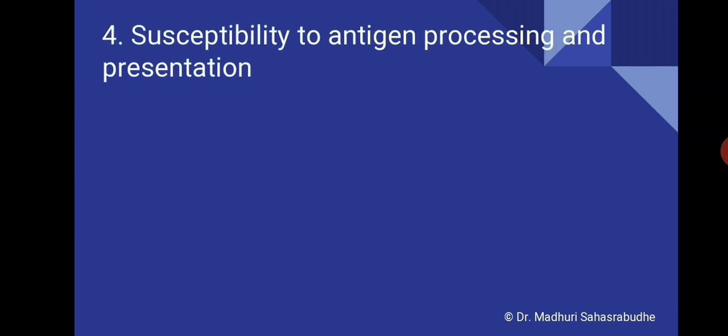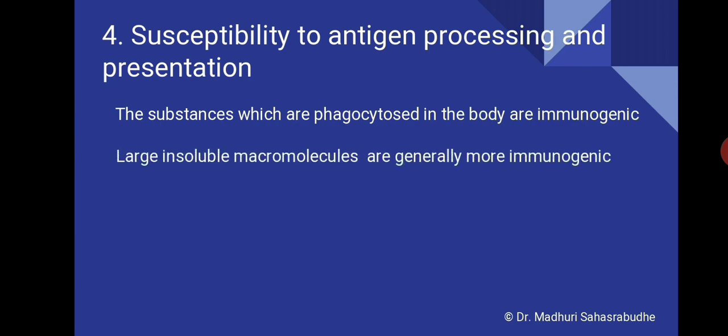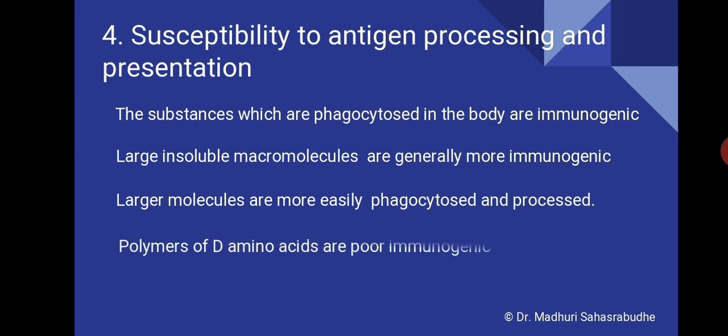Fourth factor is susceptibility to antigen processing and presentation. The substances which are phagocytized in the body are immunogenic. Large insoluble macromolecules are generally more immunogenic. Large molecules are more easily phagocytized and processed. The polymers of D amino acids are found to be poorly immunogenic because D amino acids are not metabolized in our body.